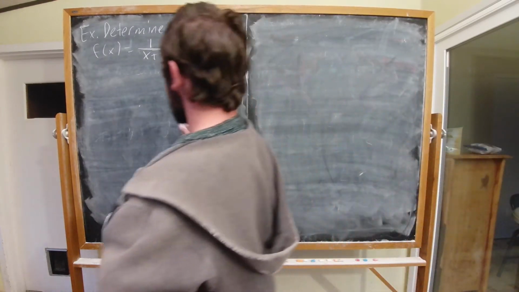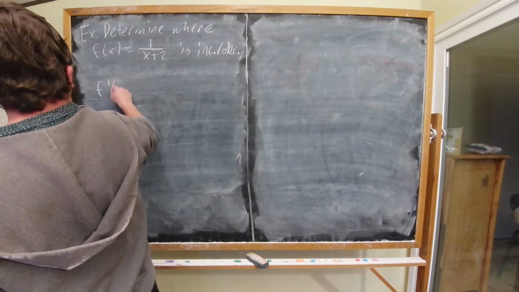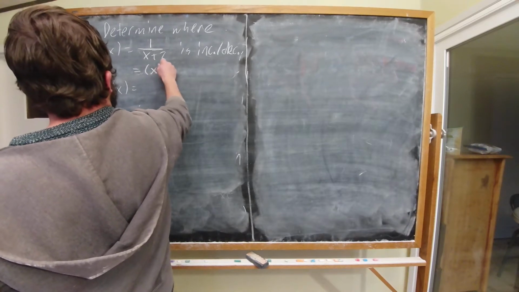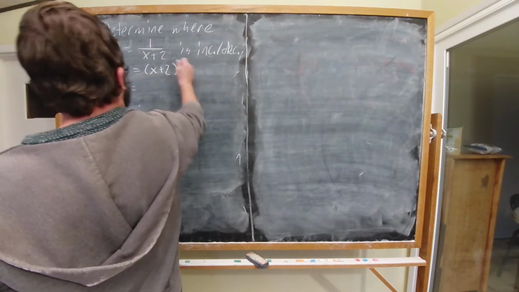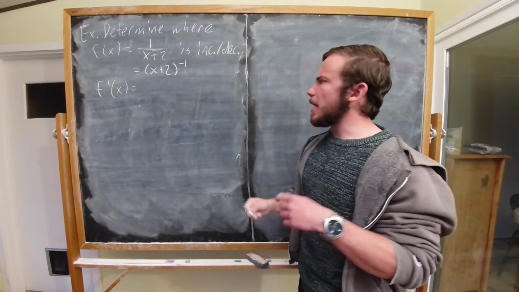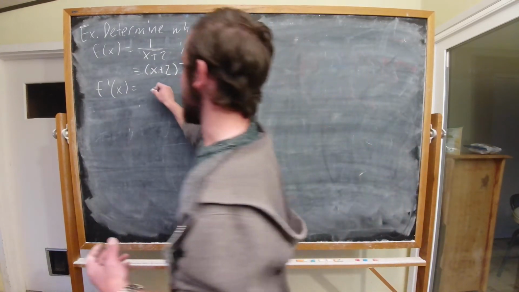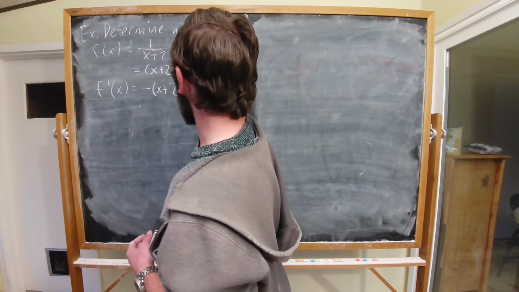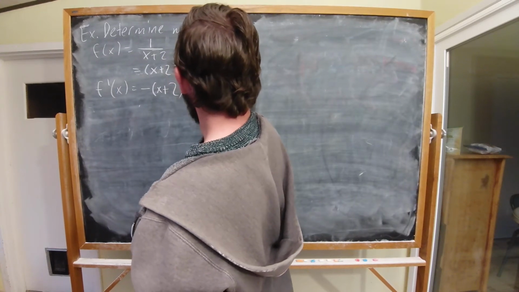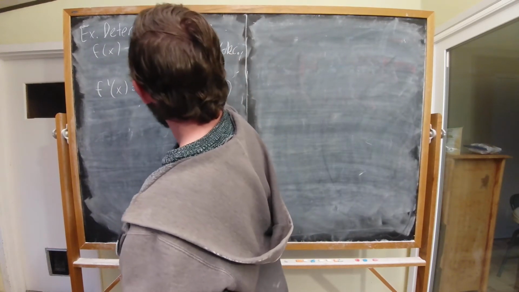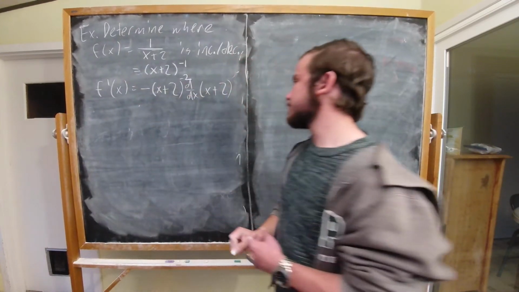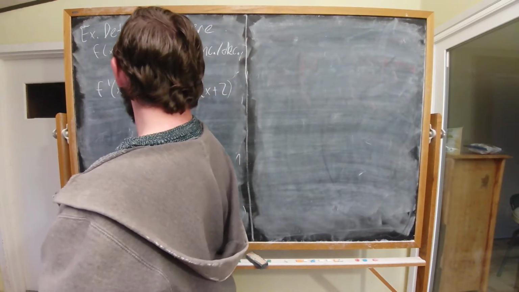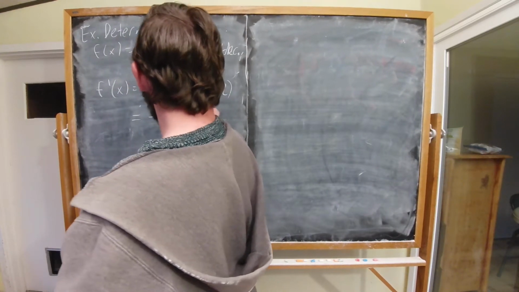Step 1, take the derivative. f'(x) is equal to, okay, let's write f(x) as (x + 2) to the negative first. So, by the chain rule, f'(x) is going to be negative (x + 2) to the negative second times the derivative with respect to x of x + 2. But that derivative is just 1.